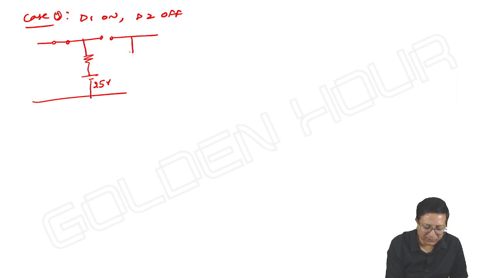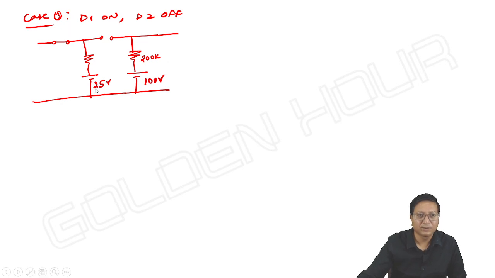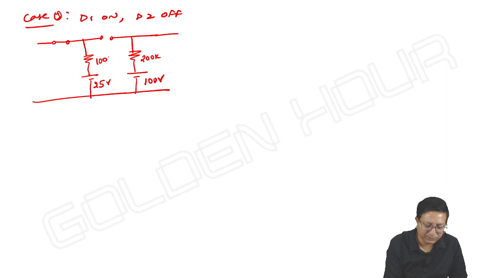D2 is open circuit, 100 volts. I think it is 200k. Yes, 100k. We output. Input. What about the output? It is equal to 100 volts.